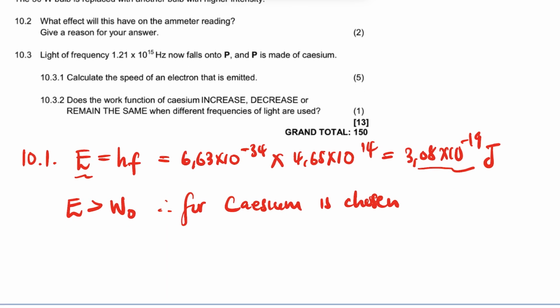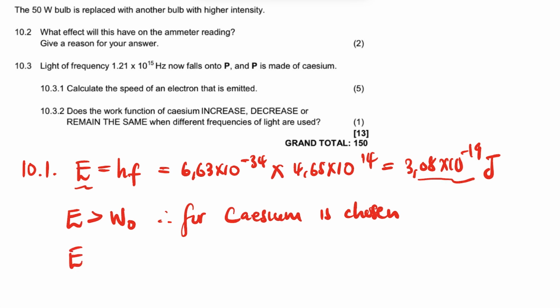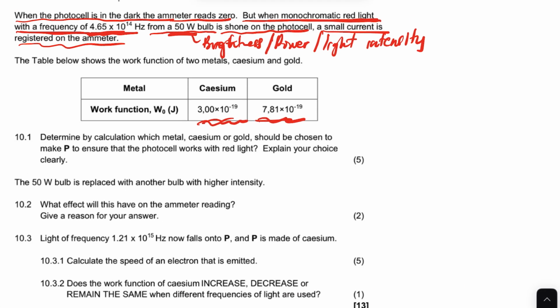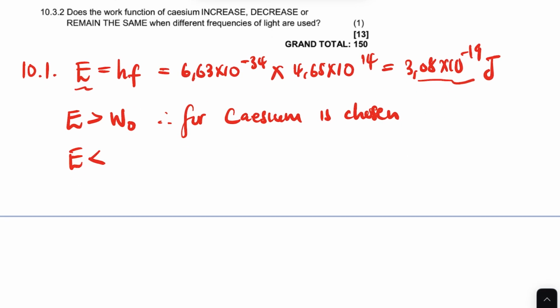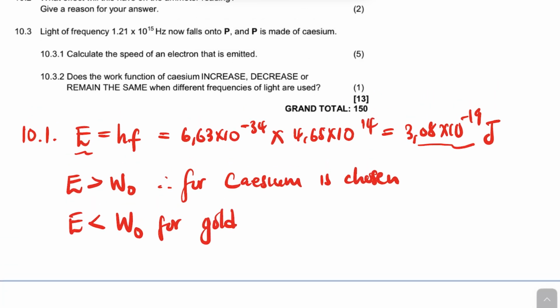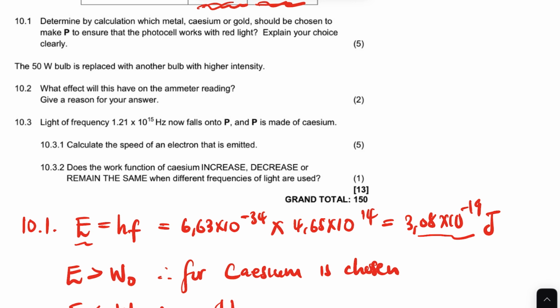But if you look at the energy, how is it compared to this one of gold? The energy of the light is lesser than the work function for gold. So the gold is not chosen, right? I hope I make sense by that.